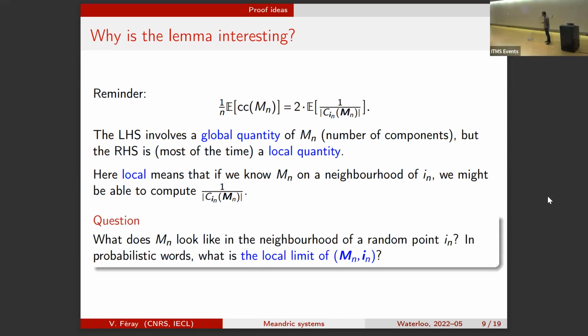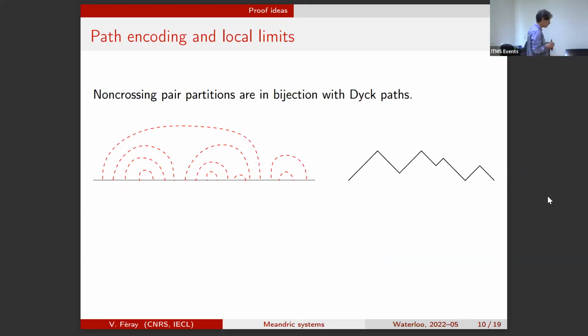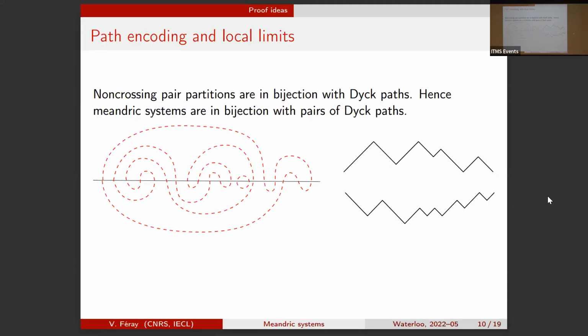So in probabilistic terms, you want to find what we call the local limit of these marked meandric systems. Okay, so I will give you an intuition of what this local limit is. In fact, it's not very complicated. And here we have something that we all like. We know that non-crossing pair partitions are in bijection with Dyck paths, okay? Which means that if I take 2 non-crossing partitions, I have a bijection with a pair of Dyck paths, so I drew one upside down so that the picture looks a bit prettier.